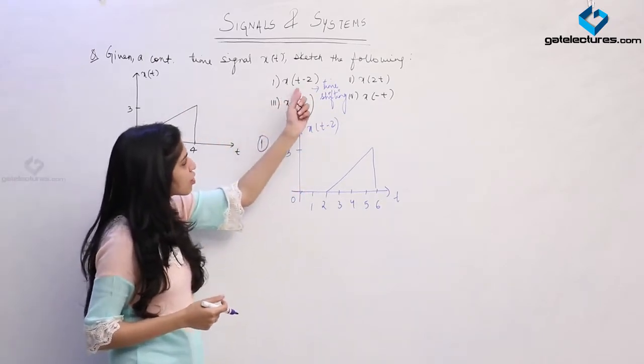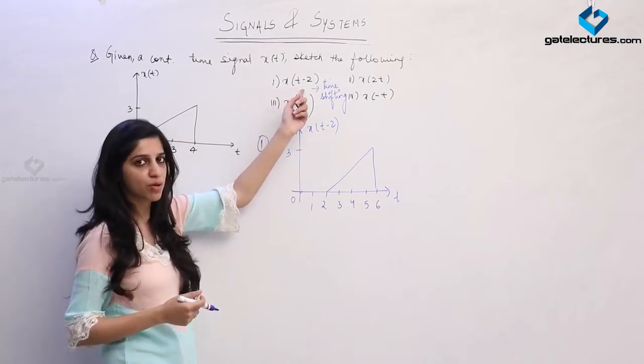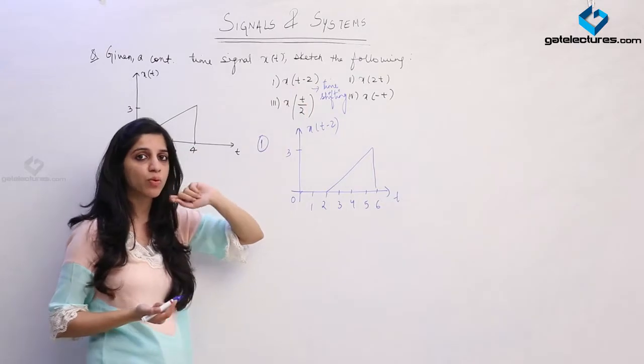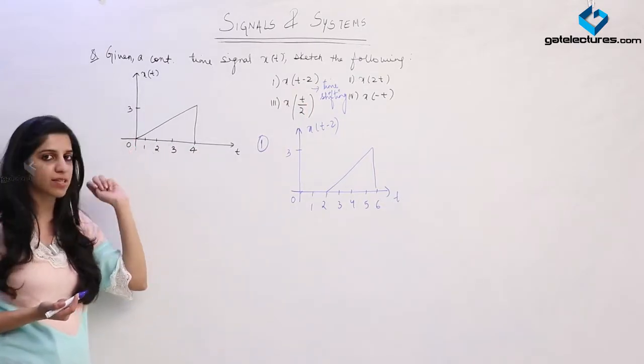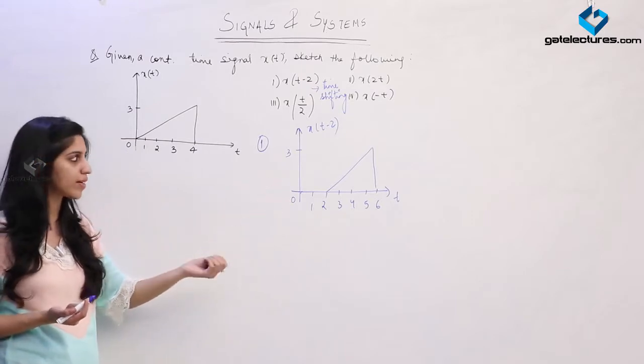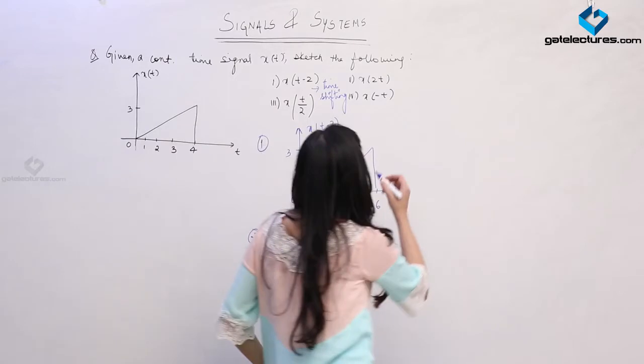Still, you can see, if you just put the value of t equal to 2, then you are getting x(0), which means that at t equal to 2 seconds we should get the value of this signal at 0. That is why we have shifted towards the right. Fine. Now look at the next part.